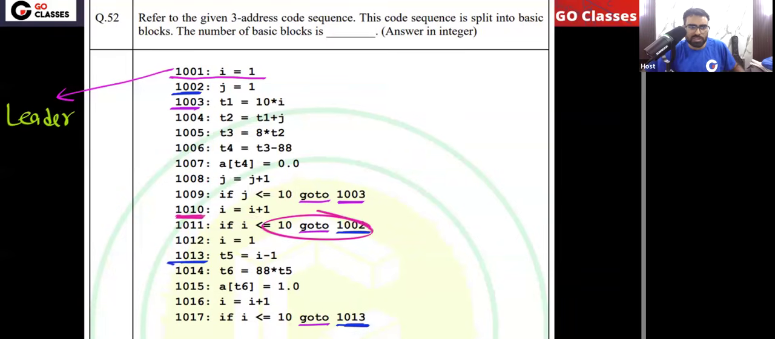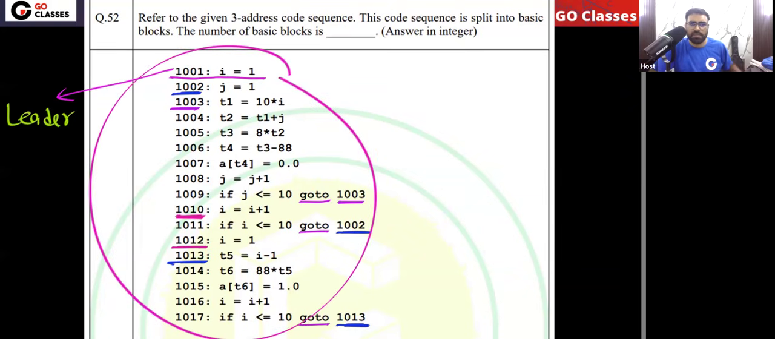You can see this is also a jump instruction. Conditional or unconditional, whatever jump instruction you have, the next instruction will be a leader. So you can see this 1012, this is also a leader. And this is also a jump instruction. So the next instruction is a leader, but we don't have any next instruction, so don't worry about it. So I can say that's it. So these are the leaders.